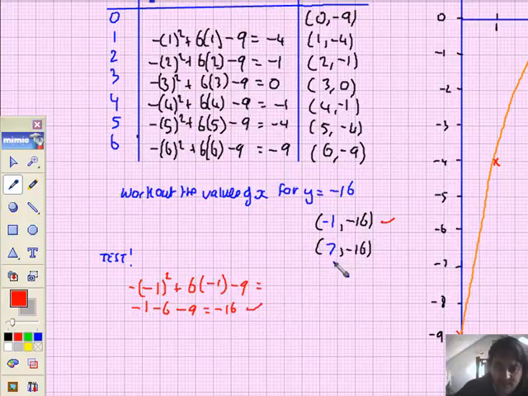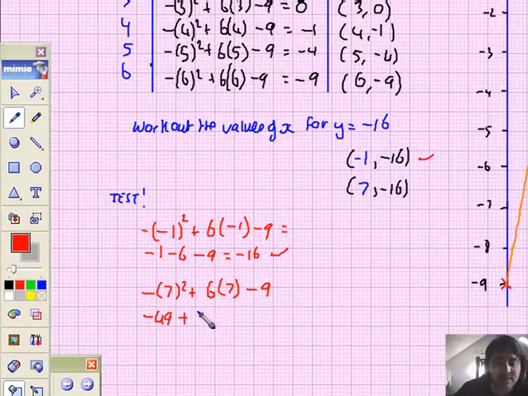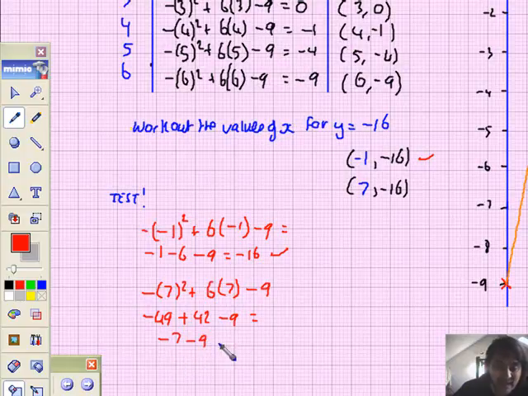Try the next one. Apparently 7 also works. Let's do it. So it's minus bracket 7 squared plus 6 lots of 7, then take away 9. Well, 7 sevens are 49, but it's negative, so it's minus 49 plus 6 sevens, 42, and then take away 9. Let's just do it. Minus 49 plus 42 means I'm at minus 7 at the moment. Then take away 9, answer minus 16.